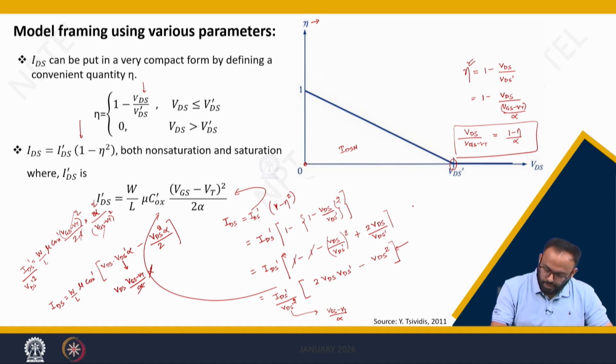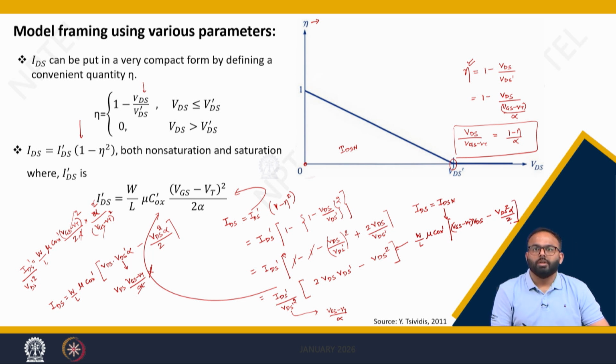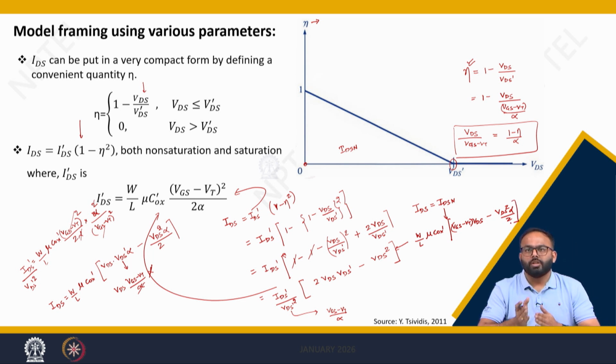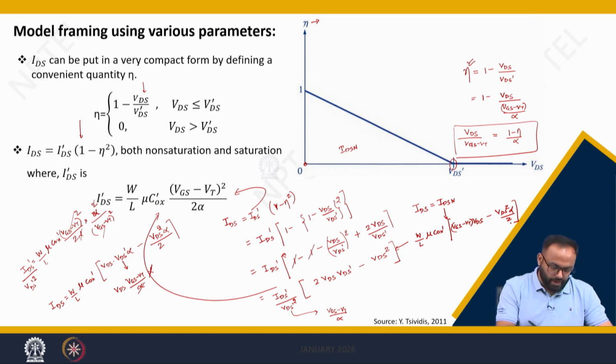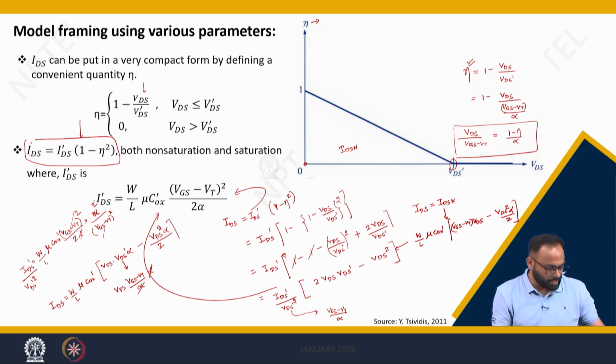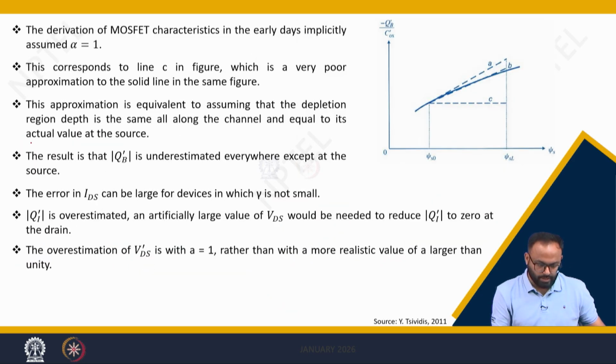Ultimately you will end up with IDS, which is nothing but IDSN, given by W by L into mu into COX dash VGS minus VT into VDS minus VDS square into alpha by 2, right. This is the current equation in non-saturation. So I can simply define a single equation for IDS by this. We will use this equation in our subsequent analysis.